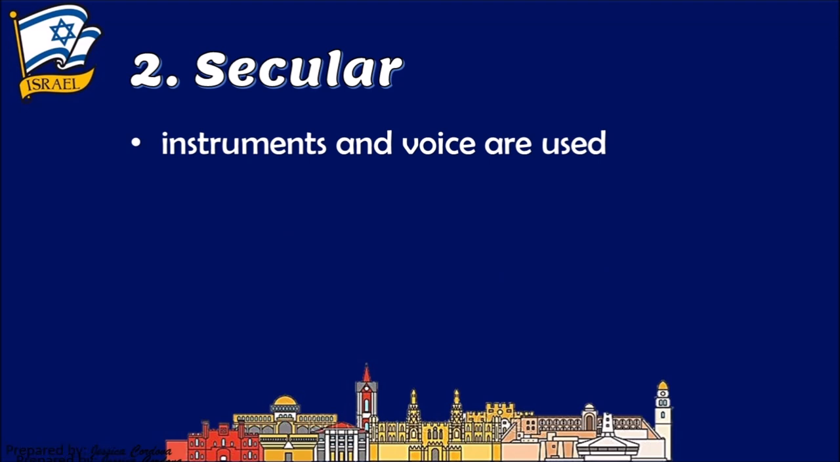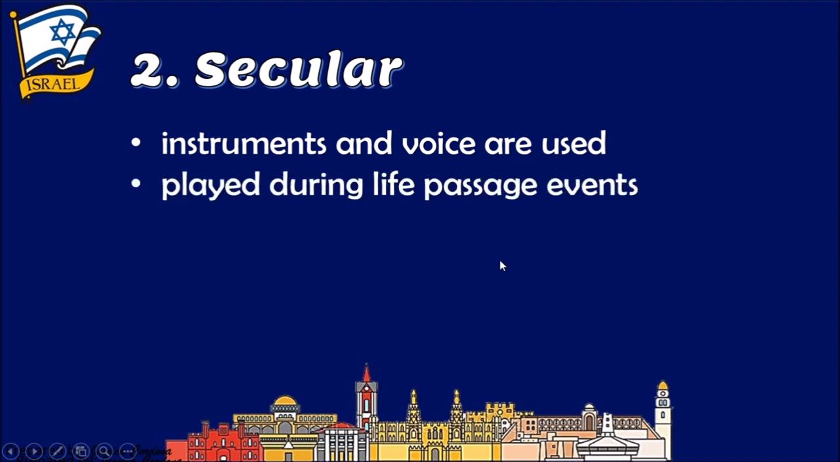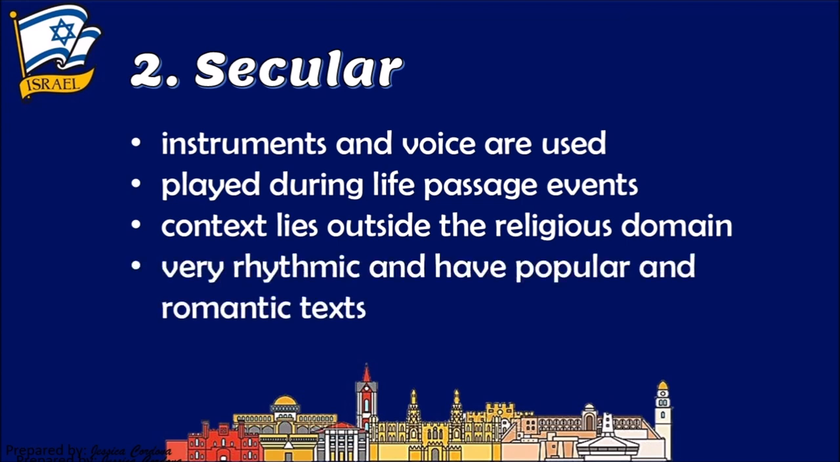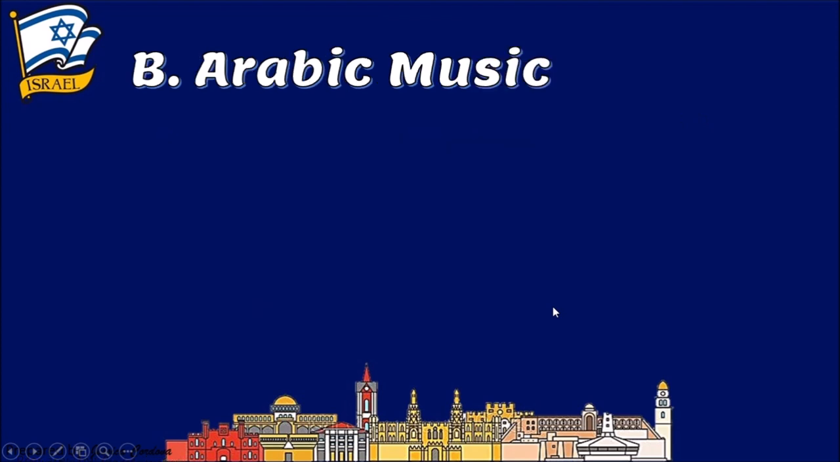The next division of music is secular. Instruments and voice are used. They play during life passage events. Context lies outside the religious domain and is very rhythmic, with popular and romantic texts. Next, the Natayos Israeli music.